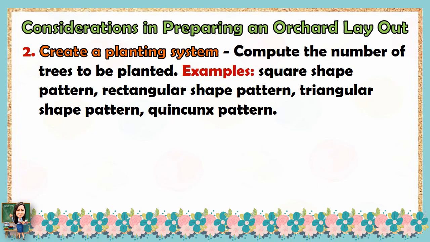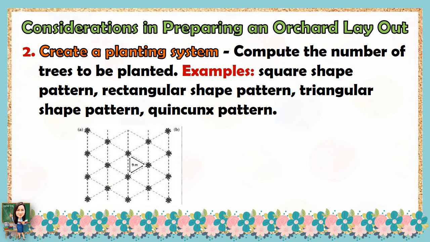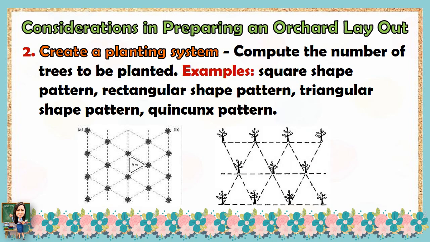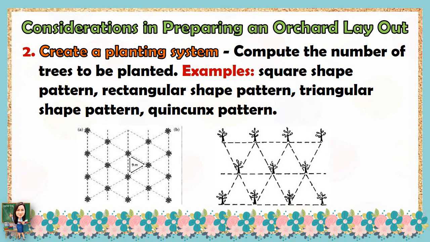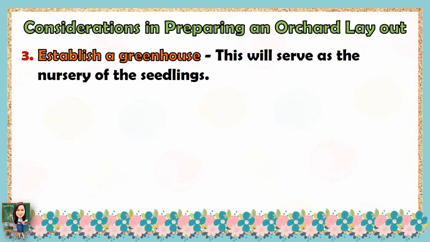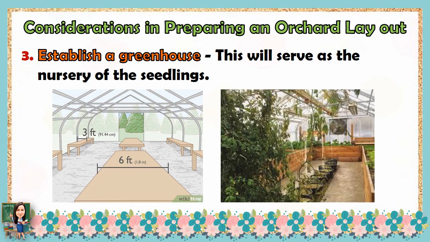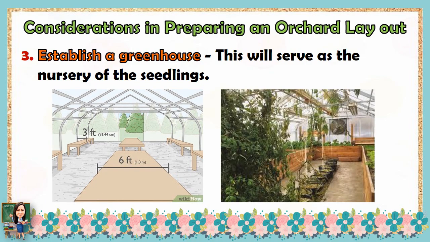Second, create a planting system. Compute the number of trees to be planted. Examples: square shape pattern, rectangular shape pattern, triangular shape pattern, and quincunx pattern. Third, establish a greenhouse. This will serve as the nursery of the seedlings.